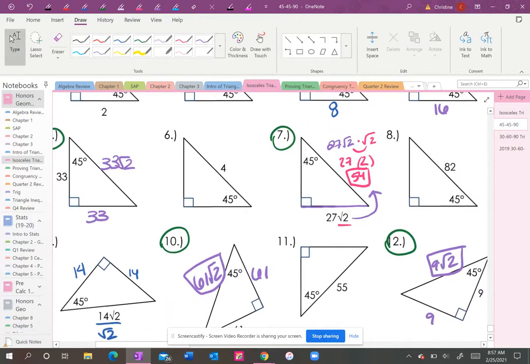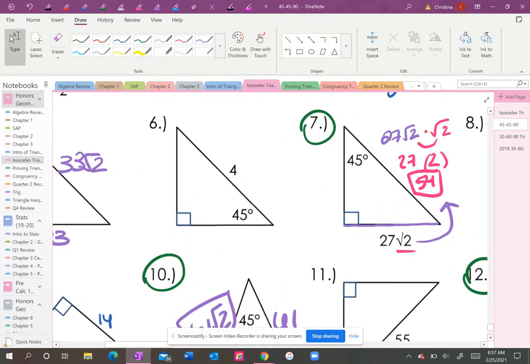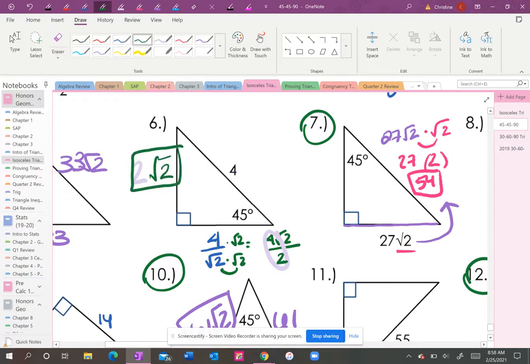Number 6, there is a root 2 in 4. It's just not factored out. So we're going to divide out a root 2. Now remember from yesterday, you can rationalize the denominator. So you would get 4 root 2 over 2. 4 divided by 2 is 2. And then the green root 2 is just there. You don't touch that. So that's what both of these legs are, 2 root 2.